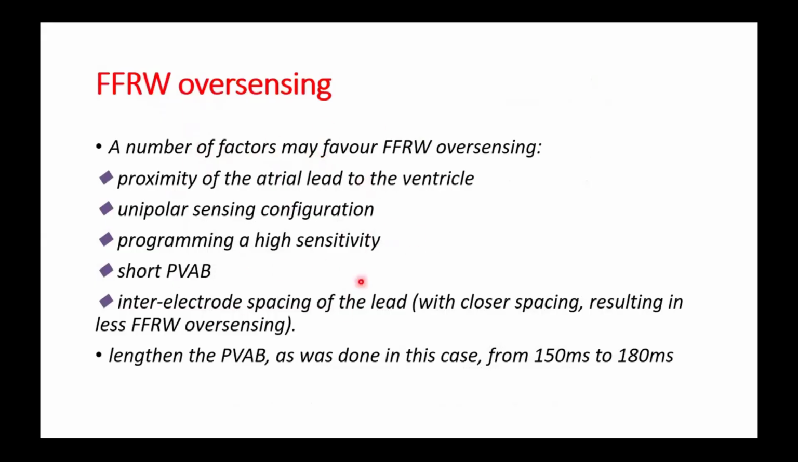Here are the factors which favor R wave oversensing: unipolar programming of the lead, and during implantation, when you place the atrial lead in close proximity to the ventricle, when you make the atrial lead very sensitive by programming high sensitivity, and when you program a very short post-ventricular atrial blanking. The clue to overcome this is to prolong the post-ventricular atrial blanking, usually programmed from 150 milliseconds to 180 milliseconds.